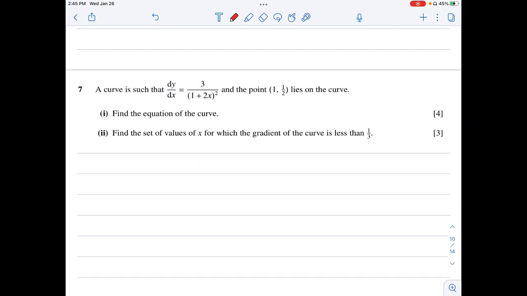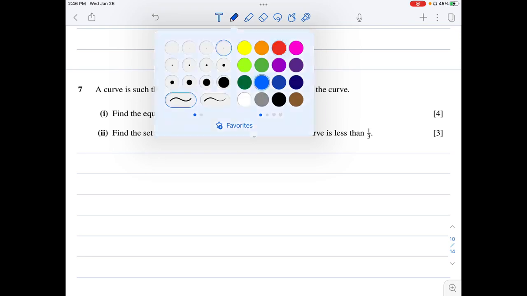Question number 7. The curve is such that dy by dx is equal to this much, and the point 1 comma 1 upon 2 lies on the curve. Find the equation of the curve. So what am I going to do? I am going to do the integration.